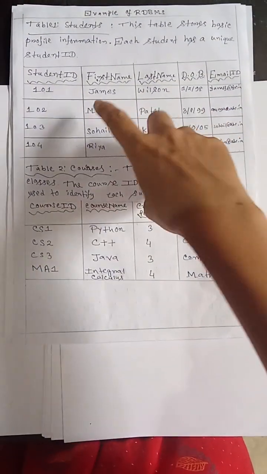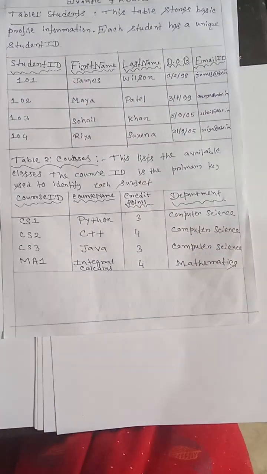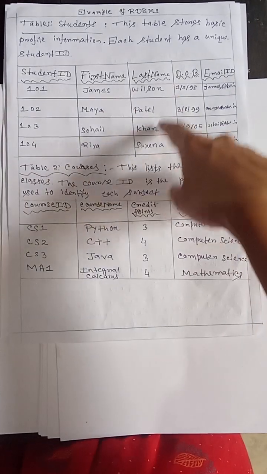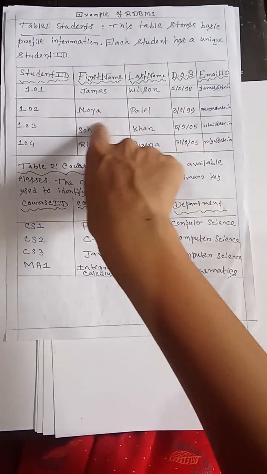So this is our table-like structure where we have stored the information. This is an example of our DBMS. These columns are our fields or attributes, and these are our rows or tuples.